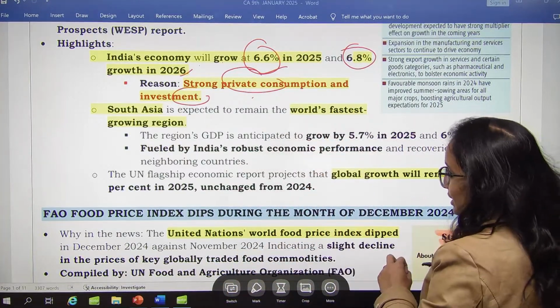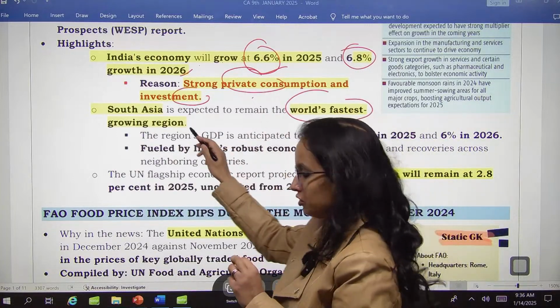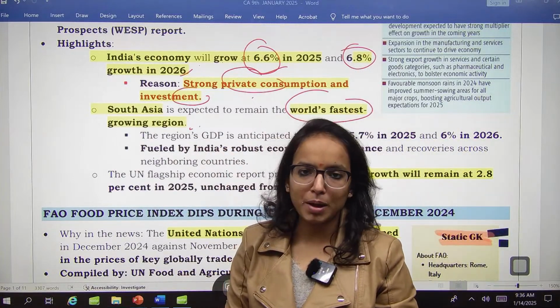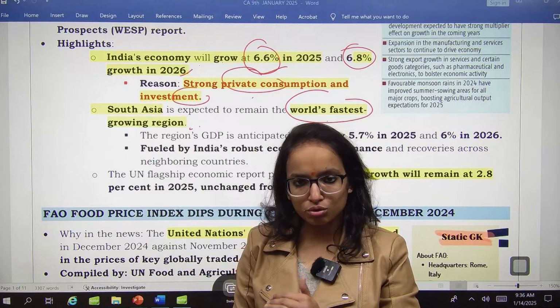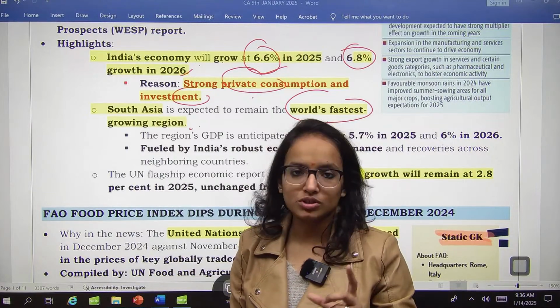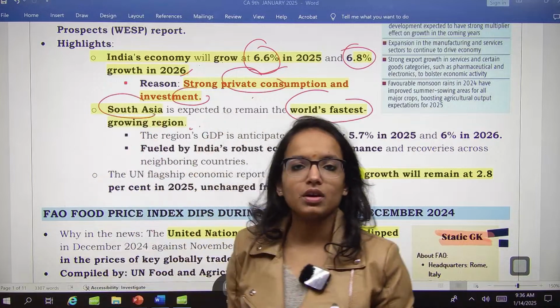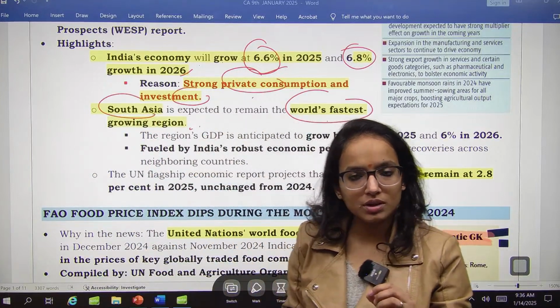Then South Asia is expected to remain the world's fastest growing region. This is another fact which you should remember. If we talk about the fastest growing region, the report says South Asia. South Asia will be the fastest growing region in the upcoming year.